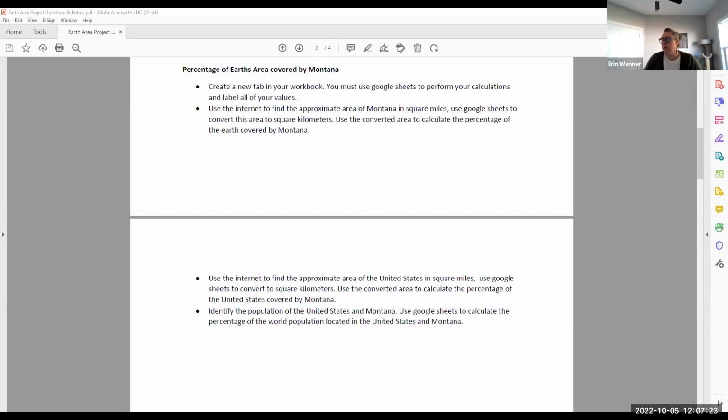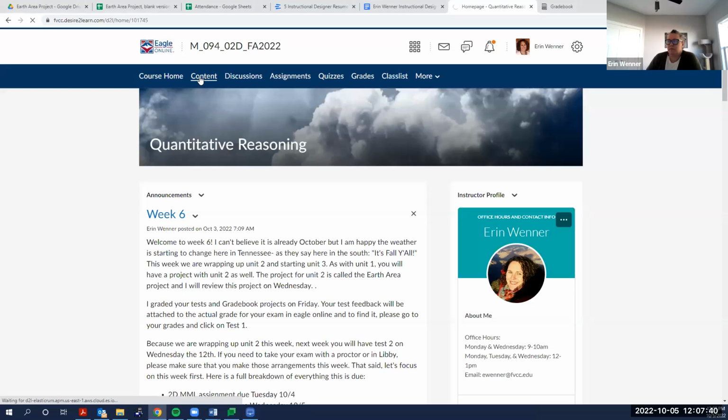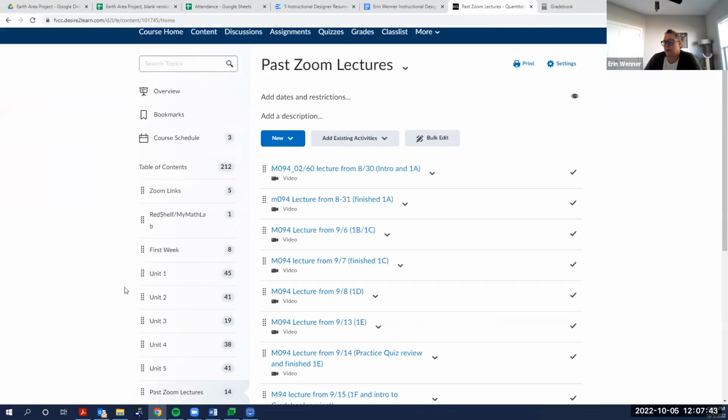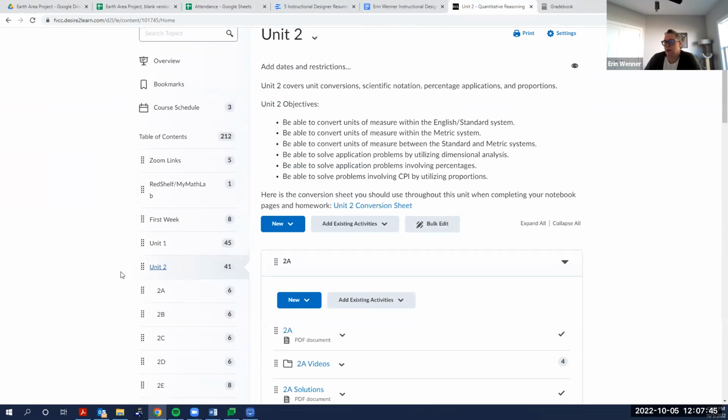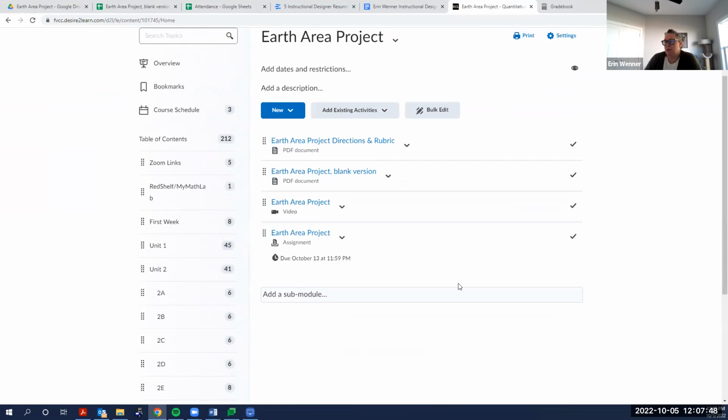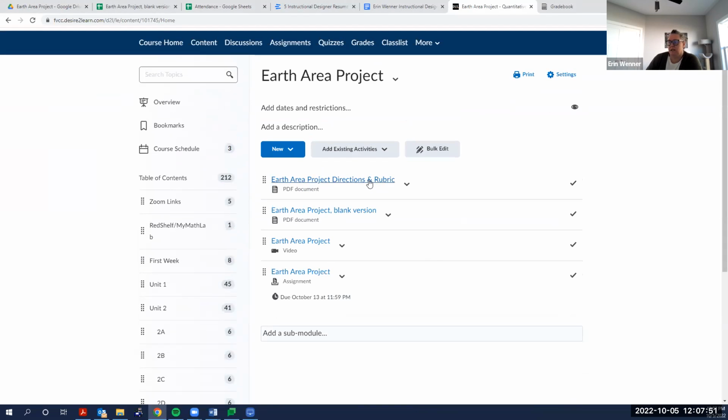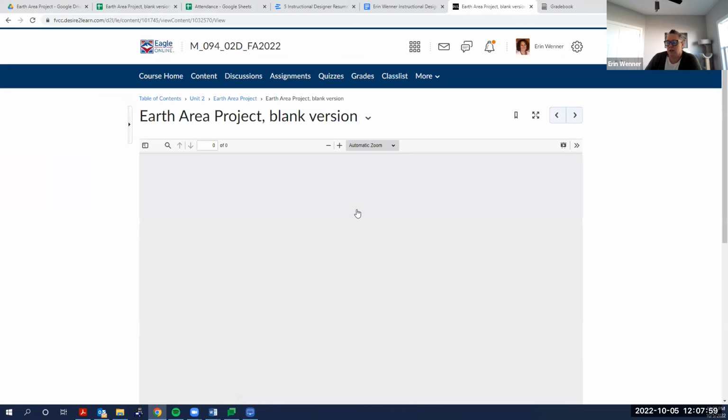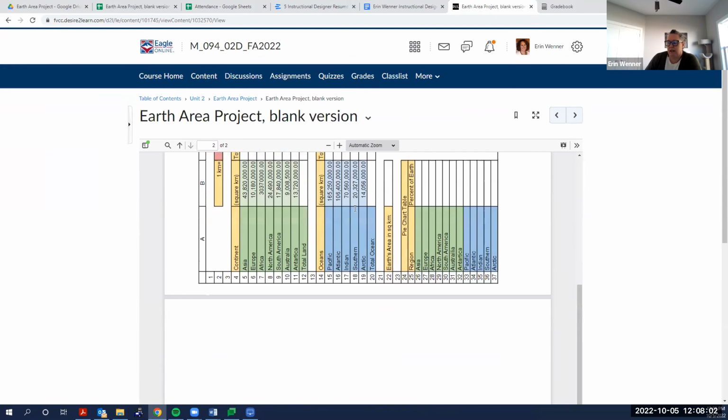So if we look in our Eagle Online course shell, and we go to, let me pull that bad boy up. If we go to content, then we go down to unit 2. Then we scroll down to Earth Area Project. You will see that there is another copy of those directions and the rubric. This blank version, if we click on that, you'll see it's just a blank version of that layout in case you need it.